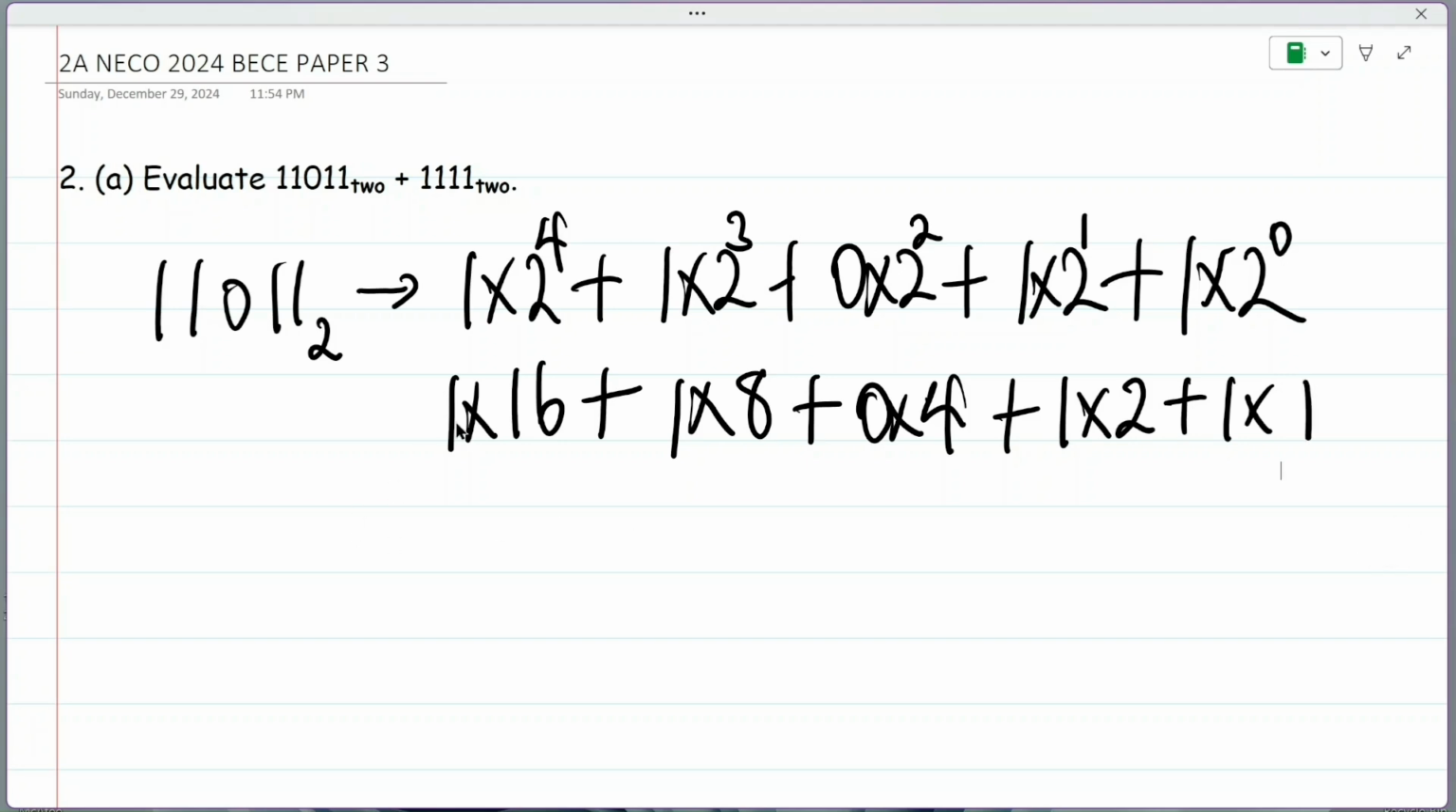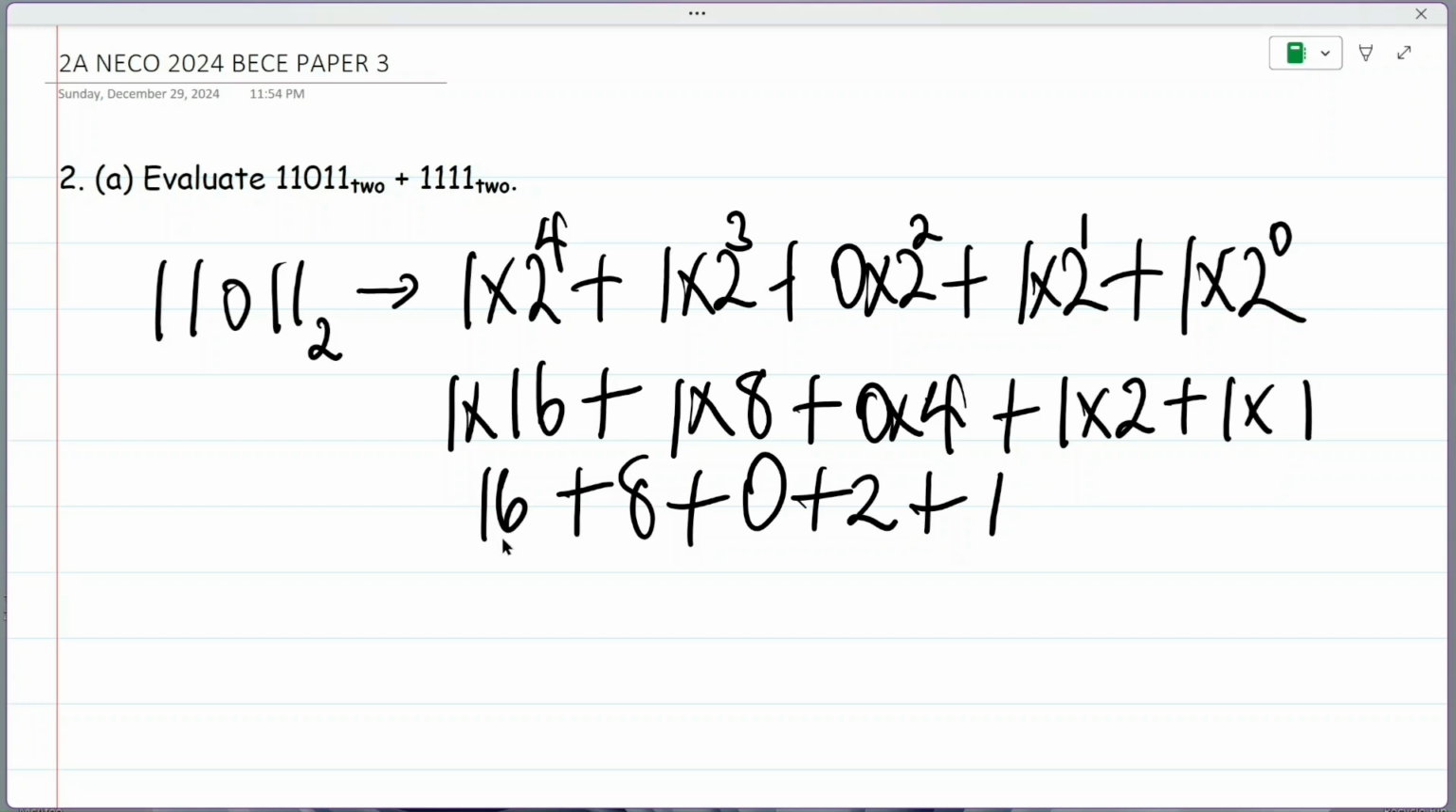We then multiply. 16 times 1 is 16, plus 8 times 1 is 8, plus 0 times 4 is 0, plus 1 times 2 is 2, plus 1 times 1 is 1. We add them together, we have 16 plus 8 plus 0 plus 2 plus 1 will give us 27 base 10. That's 27 in base 10. That means this in base 2 is 27 in base 10.